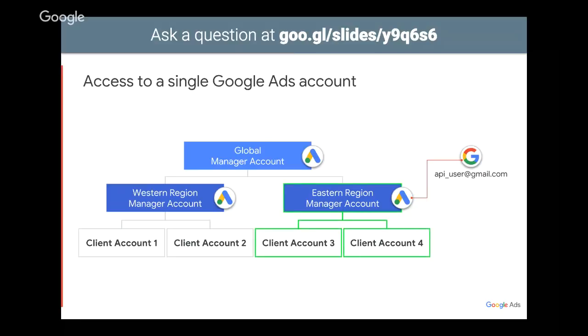Alternatively, if the API user was just granted access to one of the regional accounts, then when you did API operations, set up billing, or tried to mutate links from client accounts to manager accounts, you can only act on this portion of the MCC hierarchy. If you tried to access anything in the global manager account or anything in the Western regional account, you would be explicitly denied because you don't have access to those accounts.